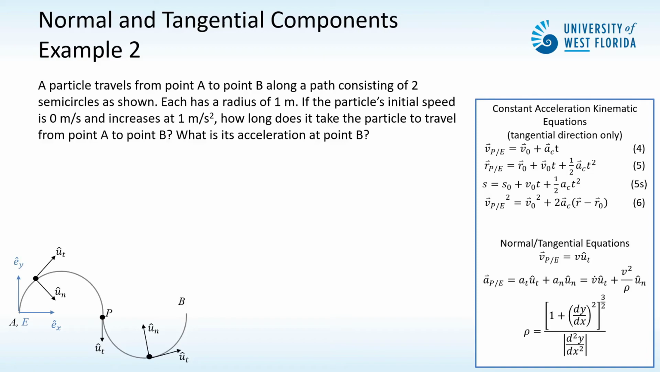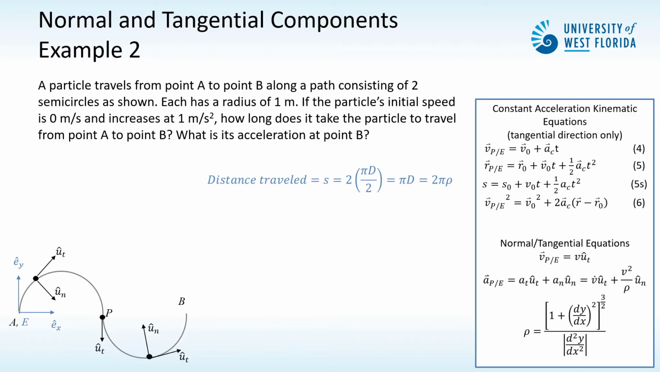To find time, we can use the kinematic equations for constant acceleration. Because the particle is traveling along a semicircular path, we can figure out the distance traveled. And I'm going to call this s, or the distance traveled along the curvilinear path. Here, the distance traveled is 2 times the circumference of a semicircle, which is pi times the diameter divided by 2. So this becomes 2 pi rho, where rho is the radius of curvature.